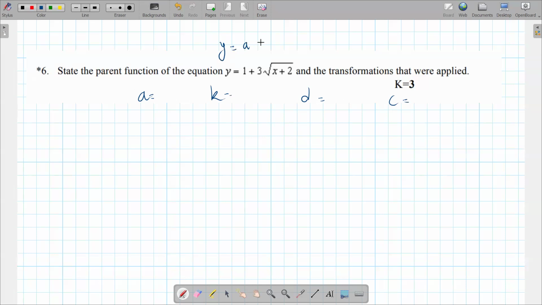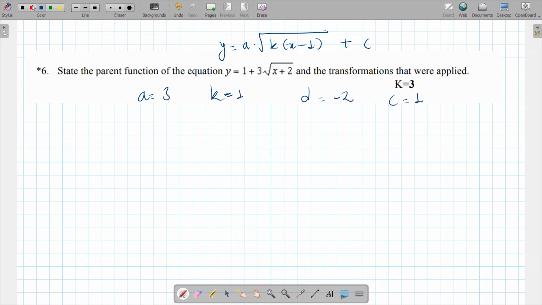For a root function, it looks like this: A times K x minus D plus C. What's the A value for this question? Yeah, A is 3. What about K? K is 1. What about D? -2. Yeah, and C is 1.